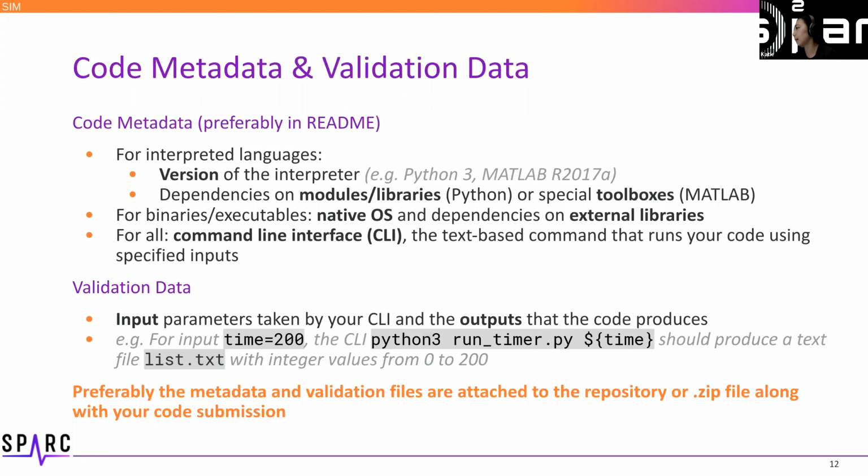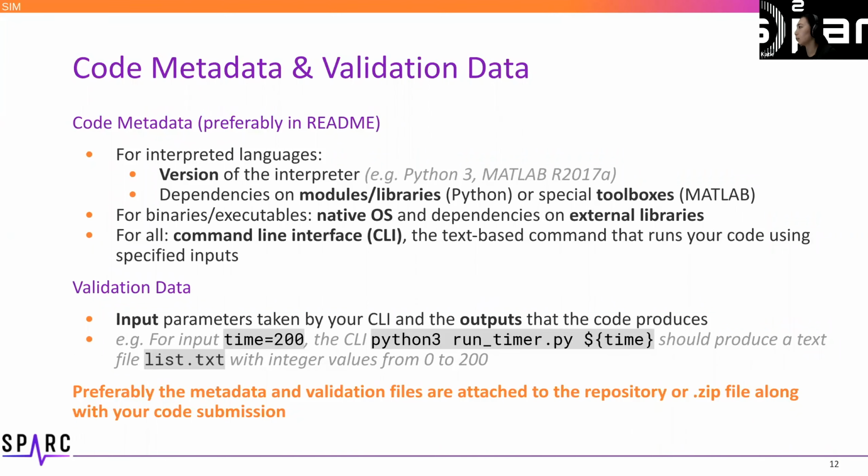Now for the metadata and validation data, we will need a bunch of different information depending on the type of code that you're submitting. For interpreted languages like MATLAB and Python, we'll need the version of each of those you're using and whatever dependencies you have, such as additional modules for Python or toolboxes for MATLAB. For binaries and executables, we'll need to know the native OS of where those were compiled in and any other libraries that they might depend on. We'll also need to know how to run your code. So through a command line interface, a text interface to run the command that's going to execute your code.